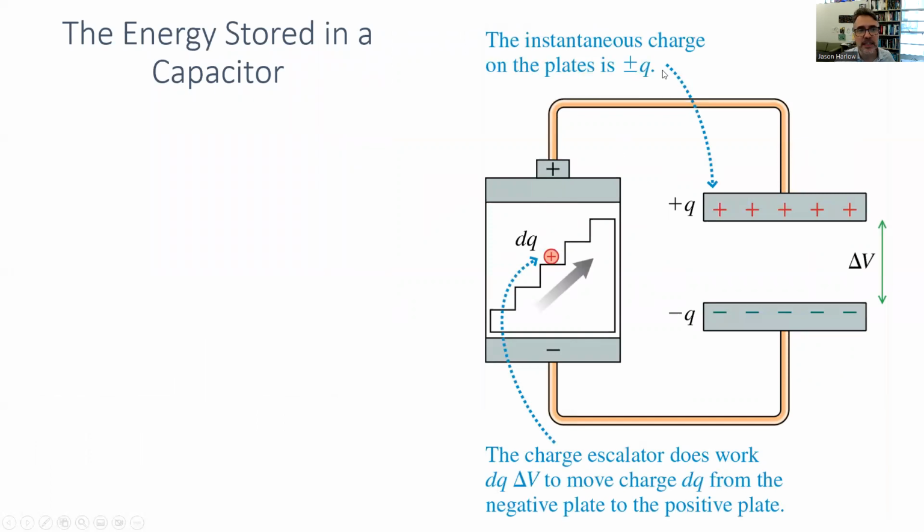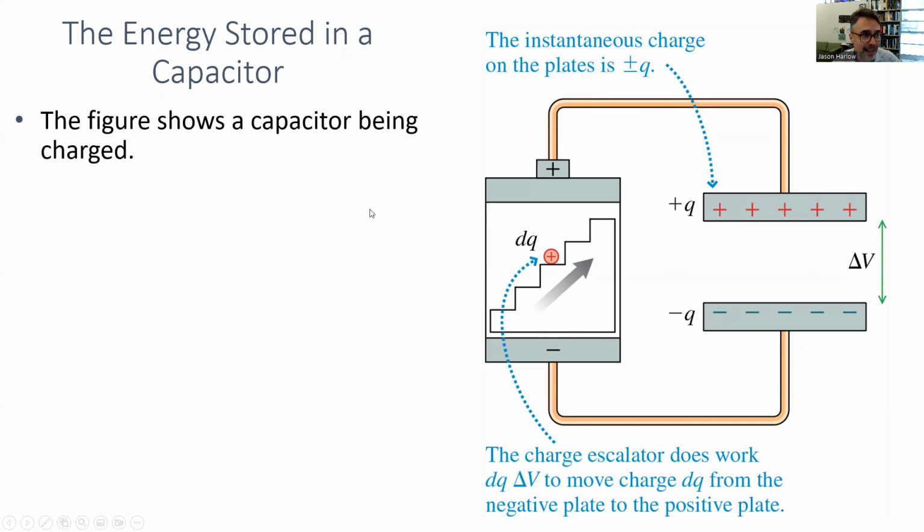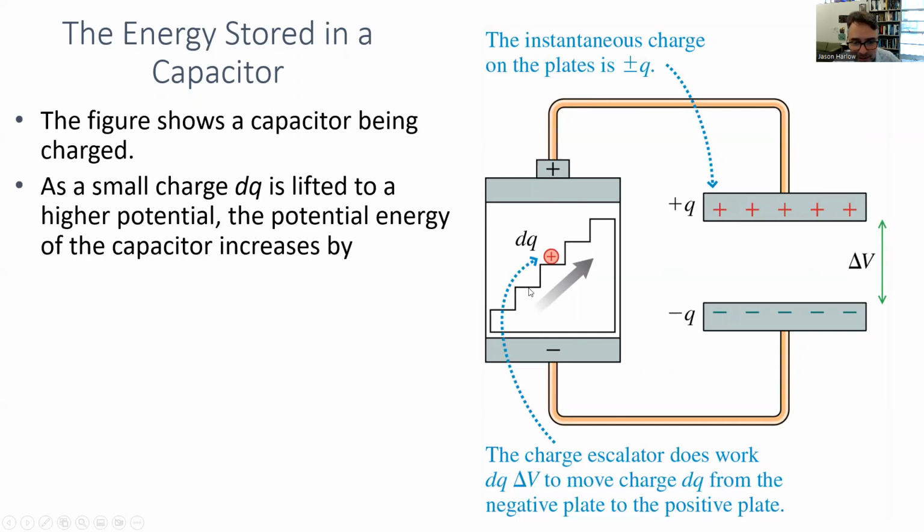So this is again from Knight. It's about the energy stored in a capacitor. And if you look at this diagram, the idea is that you use a battery to charge up a capacitor. And in Knight, they use what's called a charge escalator model for a DC battery. Basically, you imagine a little charge when it goes through the battery. It's as if it's being pulled up an escalator and given some higher potential. So it goes from minus to positive. It gets a potential energy dU, which is dq times delta V, the change in electric potential.